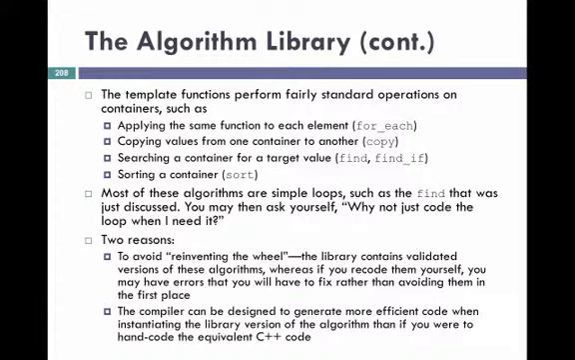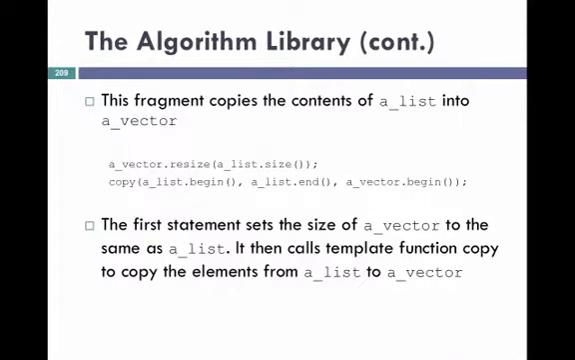There are two reasons. First, we avoid reinventing the wheel, because the library has validated versions of algorithms that have already been tested. If you recode it yourself, you could have errors that you'd have to fix rather than avoiding them in the first place. Second, the compiler can be designed to generate more efficient code when instantiating the library version of the algorithm than if you were to hand code the equivalent C++ code. So this fragment copies the contents of an A list to a vector.